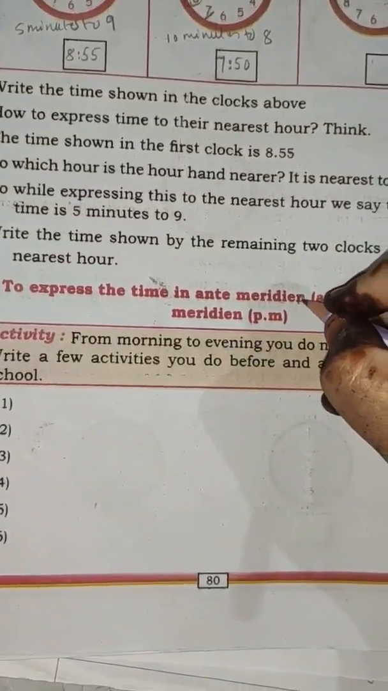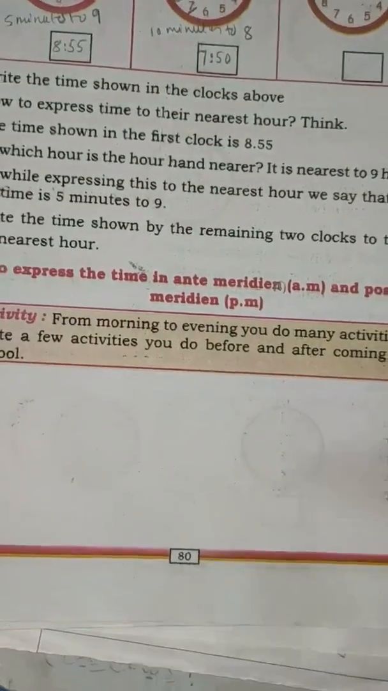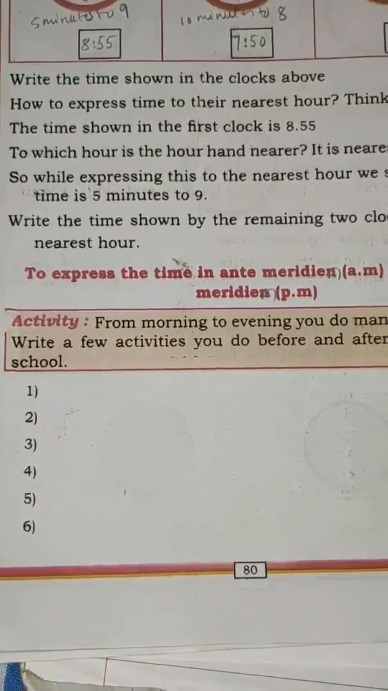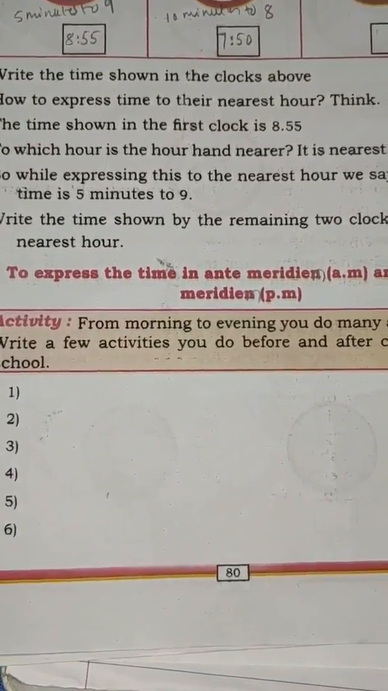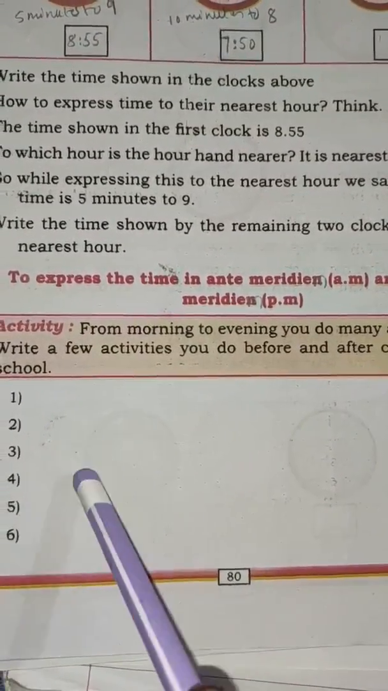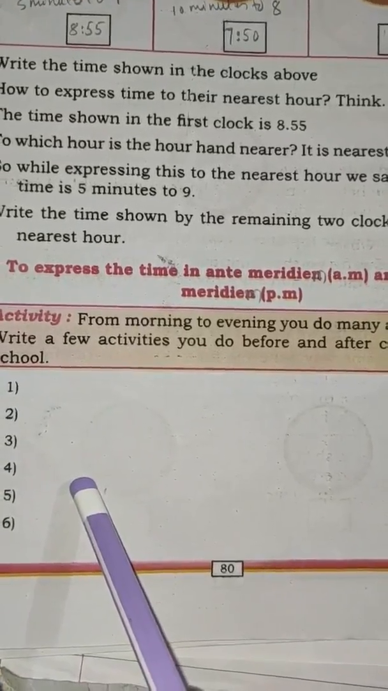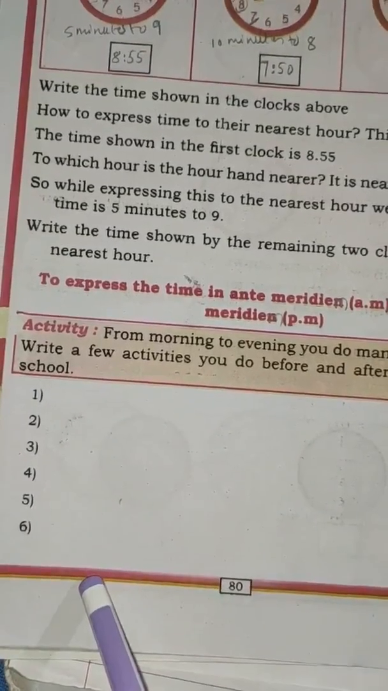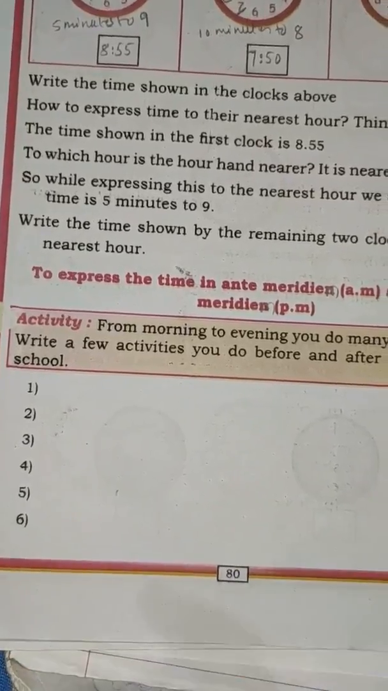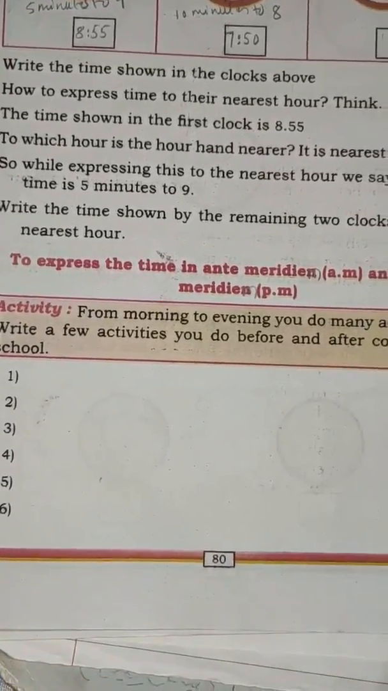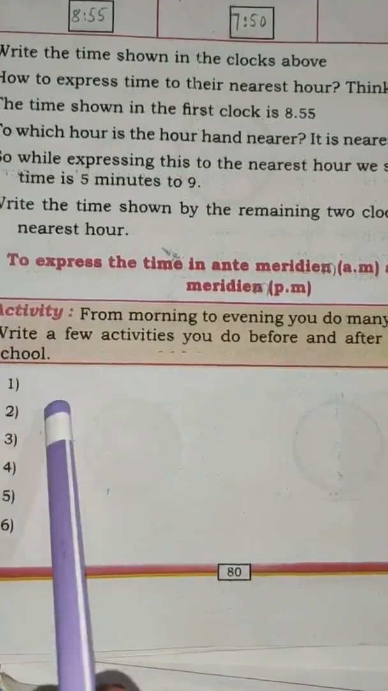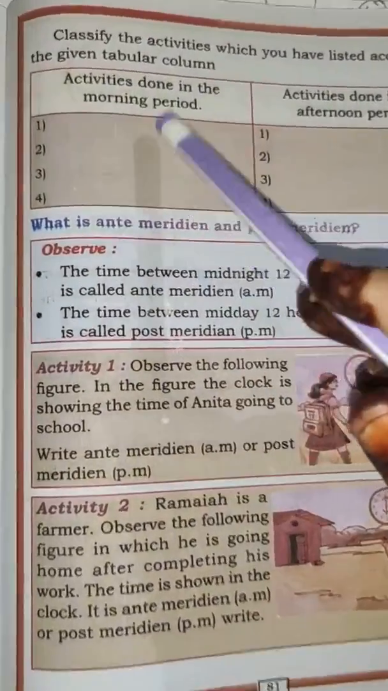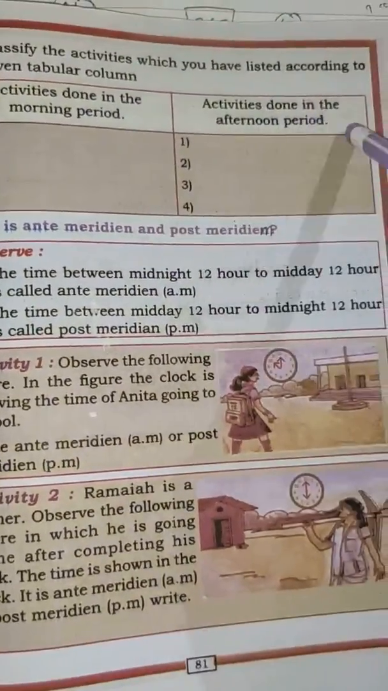It's meridian. You just make it meridian, anti-meridian and post-meridian. Okay, so here is one activity for you. Children, from morning to evening, you do many activities. Yes or no? You have to write here. For example, we get up, brush, take a bath, dress, go to school, then have breakfast, study, everything. Yes or no? Yes, you have to write here. Next, classify the activities you have listed according to the given tabular column: activities done in the morning period, activities done in the afternoon period.